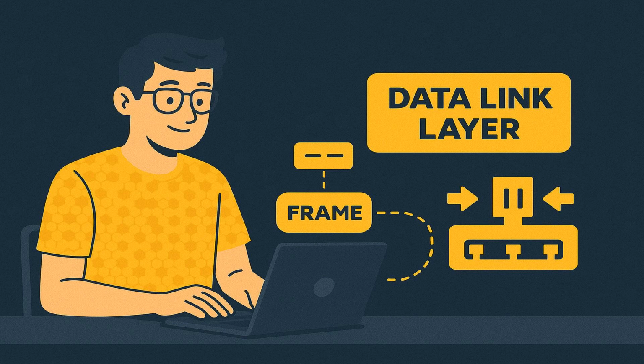Then we have the data link layer. This layer handles the actual movement of data between devices on the same network. It packages the data into frames and deals with MAC addresses, switches, and physical addressing.